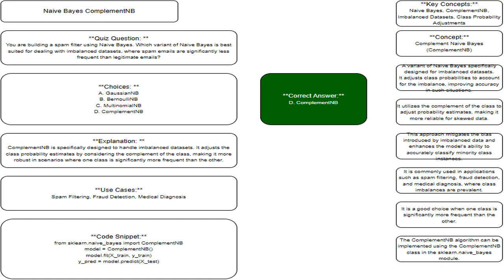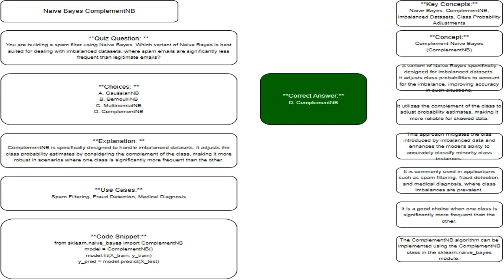Complement NB is a variant of Naive Bayes designed to handle imbalanced datasets. It adjusts class probabilities to account for the imbalance, improving accuracy in such situations. It utilizes the complement of the class to adjust probability estimates, making it more reliable for skewed data.